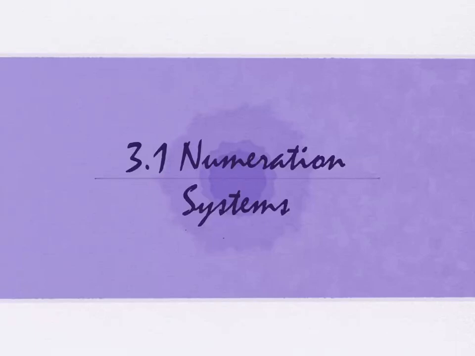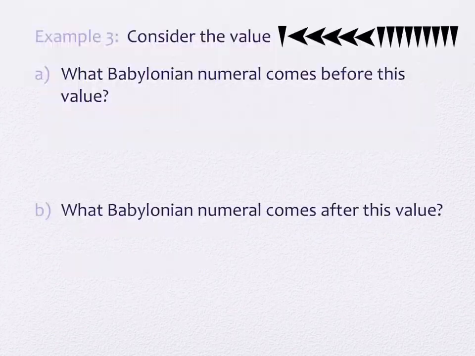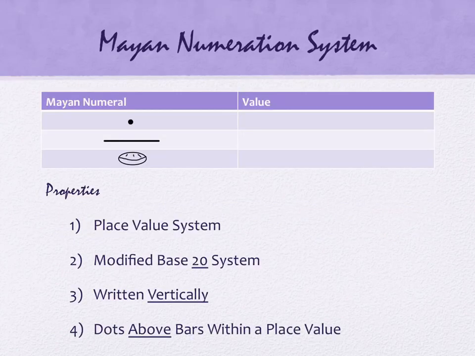All right, so we started section 3.1 last time, and we're taking a look at numeration systems, and we're in the middle of the Mayan numeration system. The Mayans have three symbols: a dot, a horizontal line, and kind of a shell shape. These symbols have the values 1, 5, and 0.